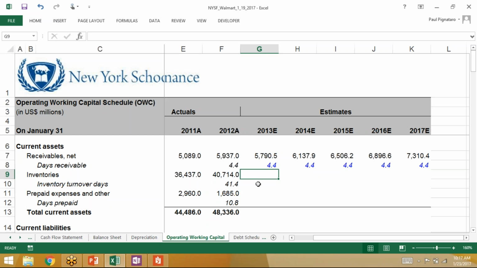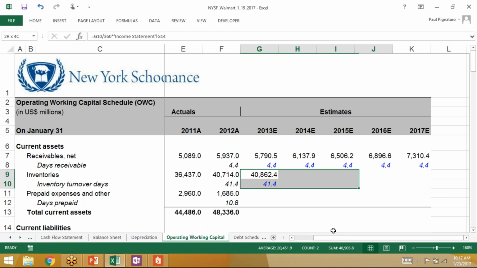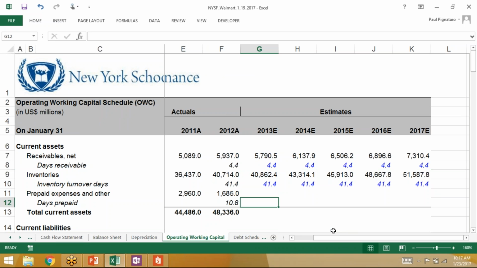And same thing with inventory. So inventory is 41.4, and we're going to reverse engineer the formula. How are we going to do that? What's the formula? It's the days divided by 360 times COGS. Yep, so it's the days divided by 360 times, on the income statement, cost of goods sold. Copy to the right.